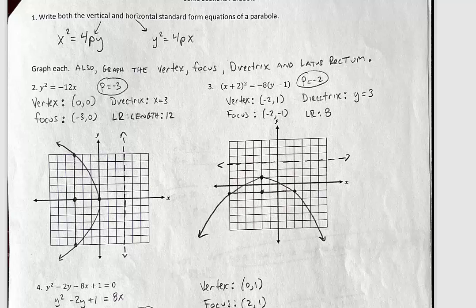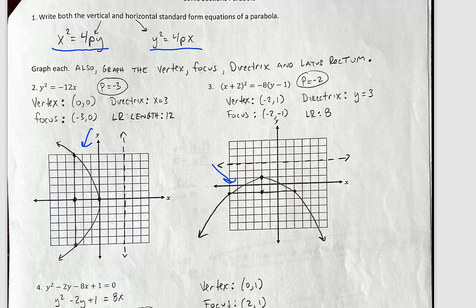9.3 now, write both the vertical and horizontal standard form of these equations. So vertical is the one we're used to, which is x squared is equal to 4py. That's when it's opening up and down. And then y squared equals 4px is when it's opening left or right. So here's a y squared equation, here's an x squared equation. So x squared equals 4py, up and down; y squared, left and right.